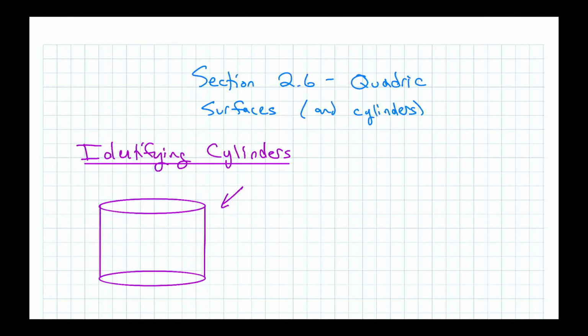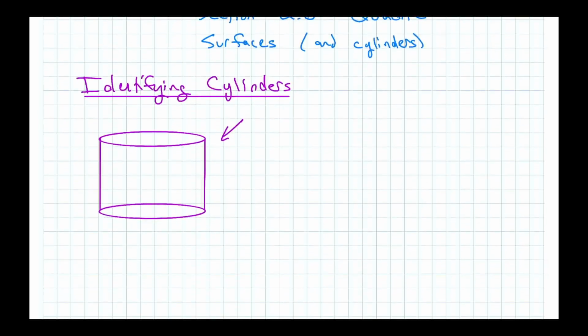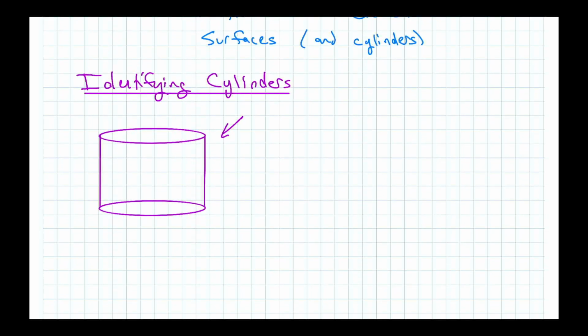Hello, everybody. So what we're going to be doing today is section 2.6, which is on quadric surfaces and cylinders. Cylinders is not the main topic of the day, but it is the quicker topic, so we're going to do cylinders first. Section 2.6 in your book starts out with a section called identifying cylinders, right?